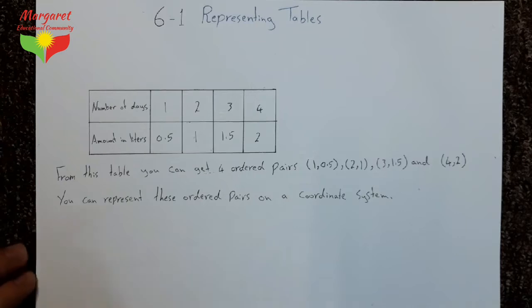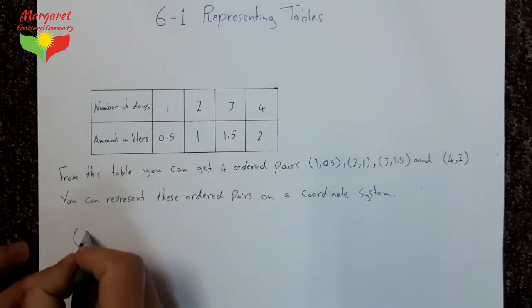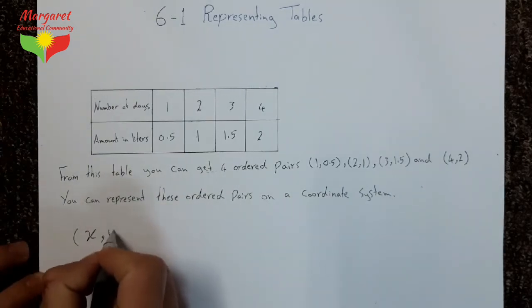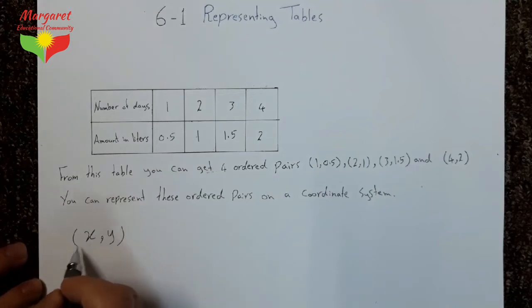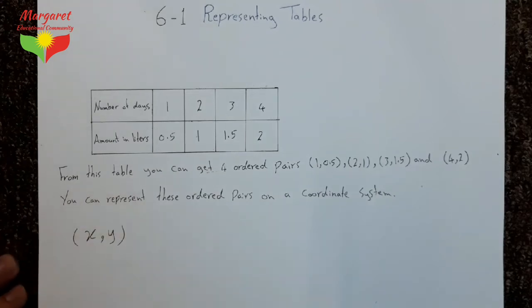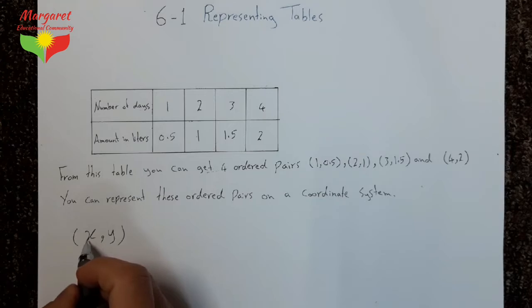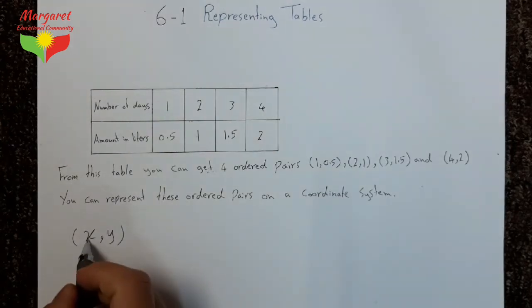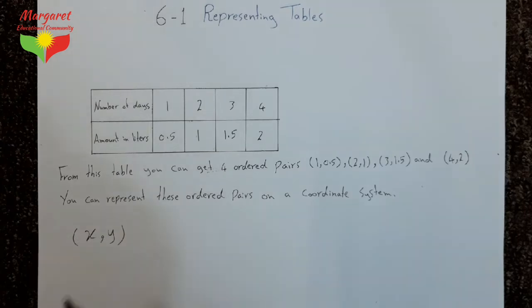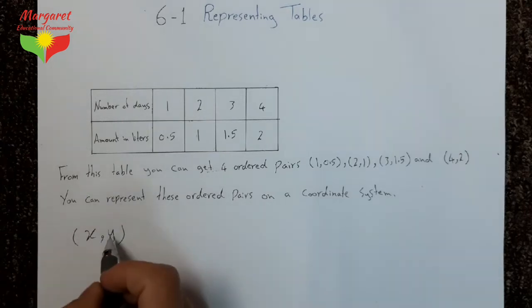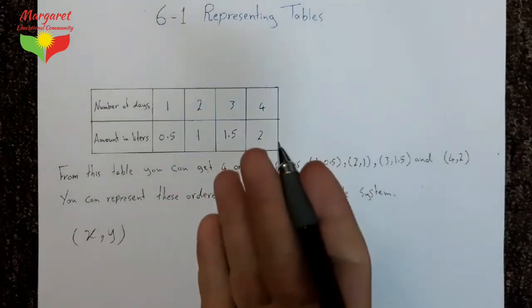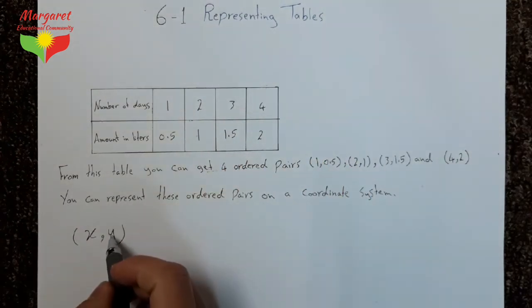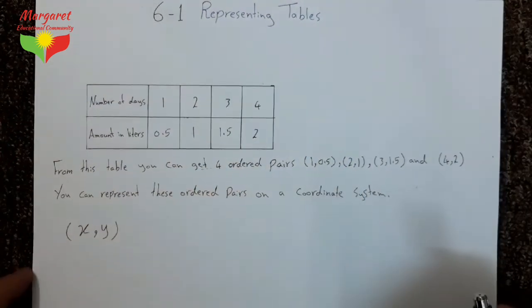Remember that each ordered pair (x, y) contains an x coordinate and a y coordinate. The positive number in the x coordinate represents a move to the right, and the negative number in the x coordinate represents a move to the left. And in the y coordinate, the positive number represents a move up, and the negative number represents a move down.